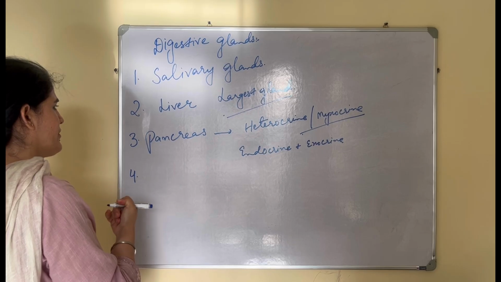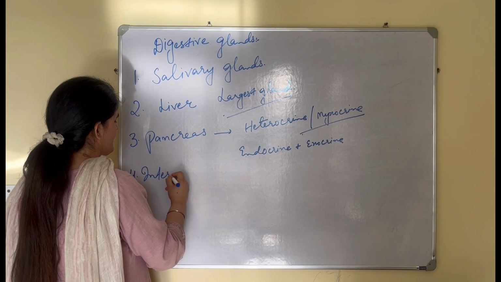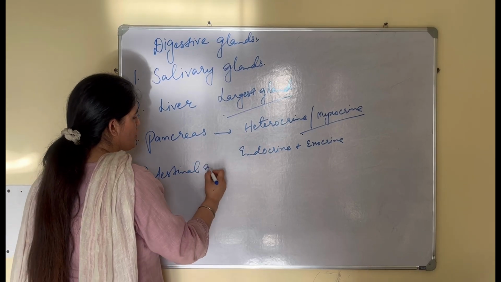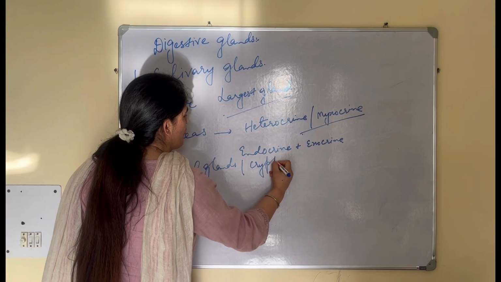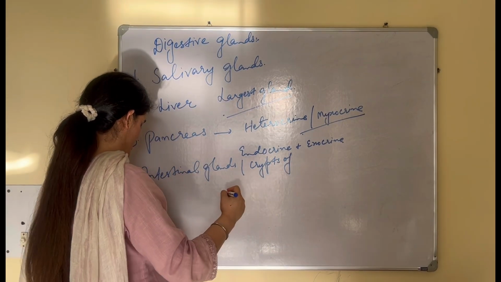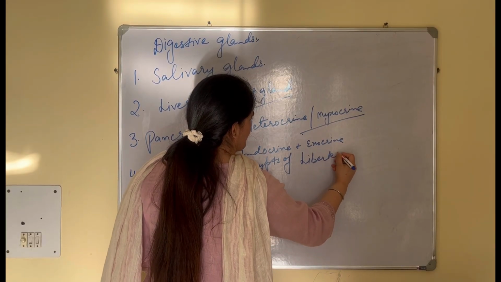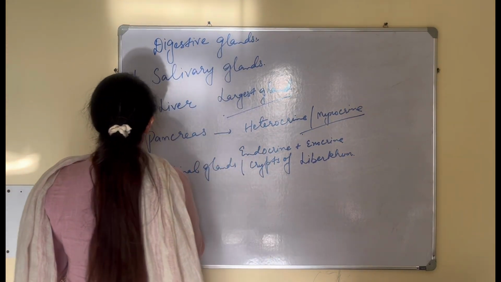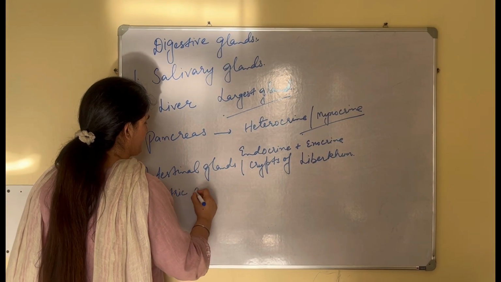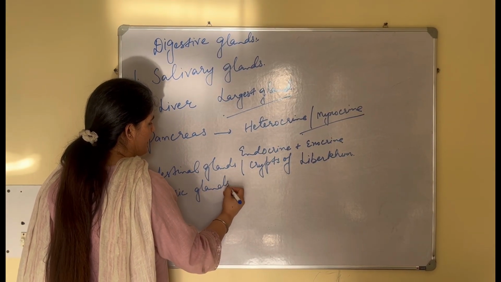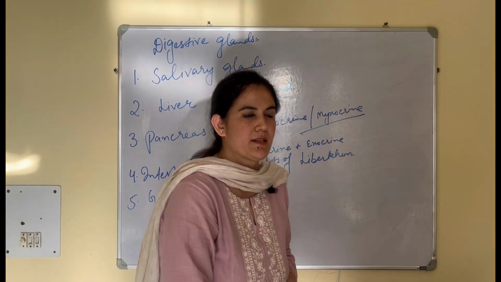So we have the salivary glands, liver, and pancreas. Then the fourth one is the intestinal glands, which are also known as, if you remember, the crypts of Lieberkuhn. And the fifth one is the gastric glands. Now students, one by one we are going to discuss these.